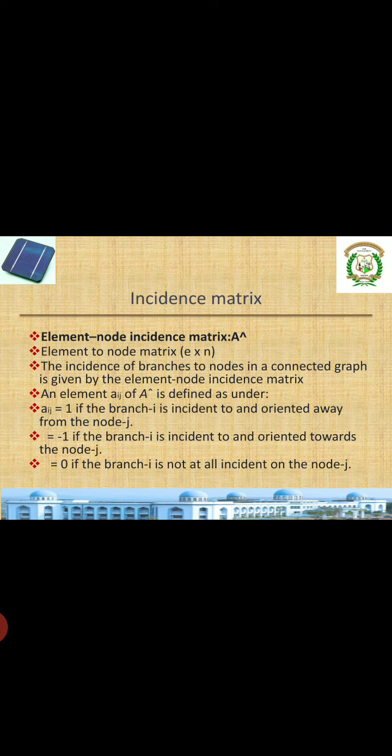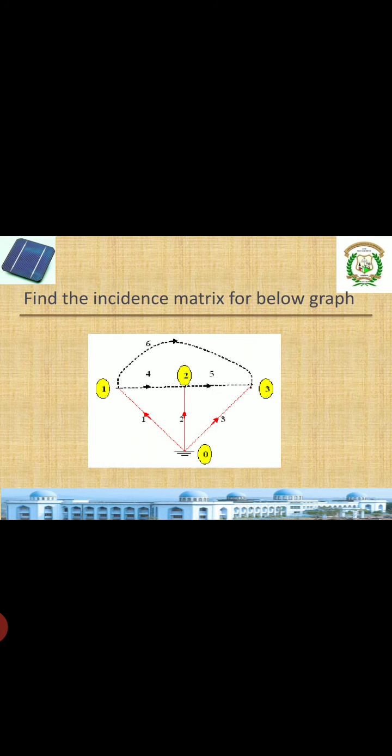So in this incidence matrix, if a branch or element is incident with any node, you have to take it as 1 if it is going out from that node, positive 1, and if it is coming towards the node, you take it as -1. If the element is not at all connected or incident with the node, you take it as 0. So let us see these things with an example.